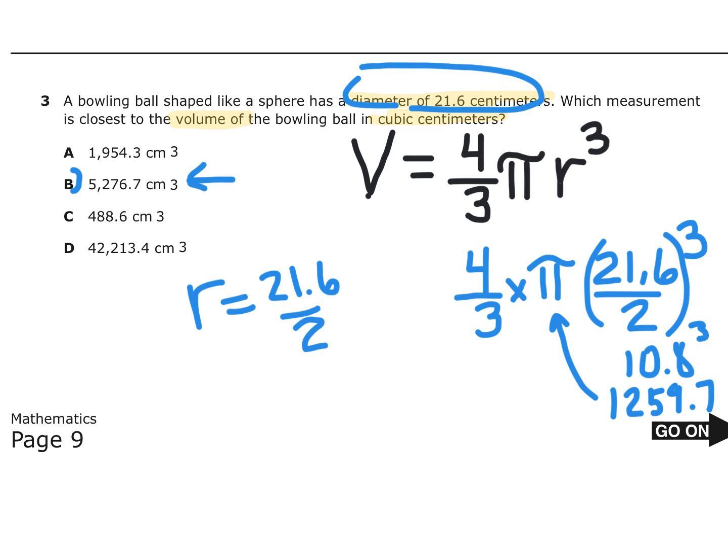Okay. And that is problem number 3. So for problem number 3, make sure that you're able to use the radius, not the diameter, in the formula, because it's 4/3 pi r cubed. And then it's a matter of using your calculator correctly and getting the correct answer.